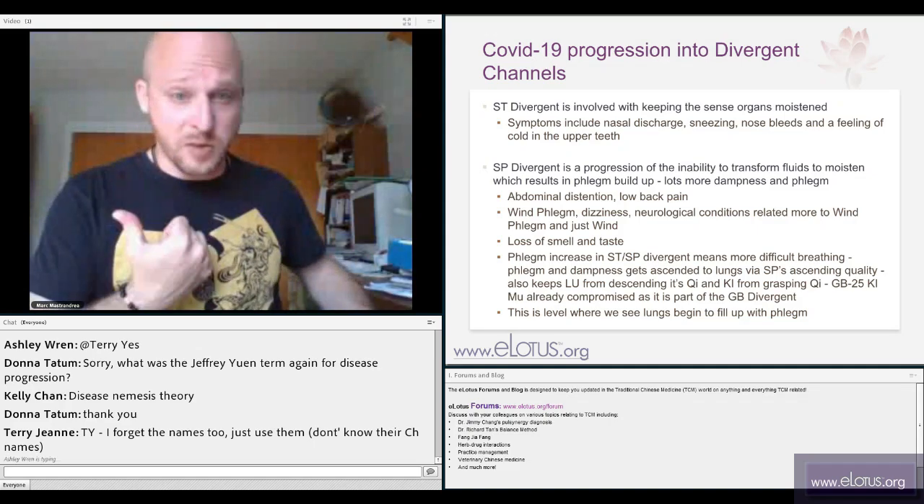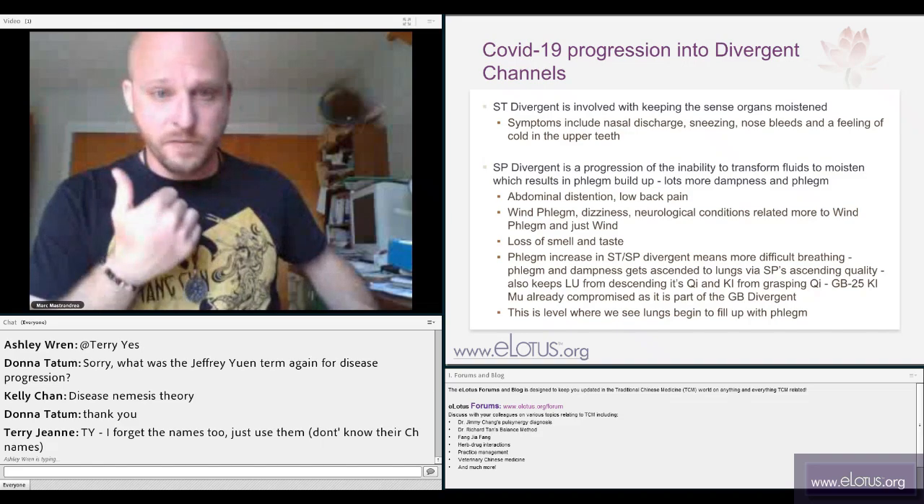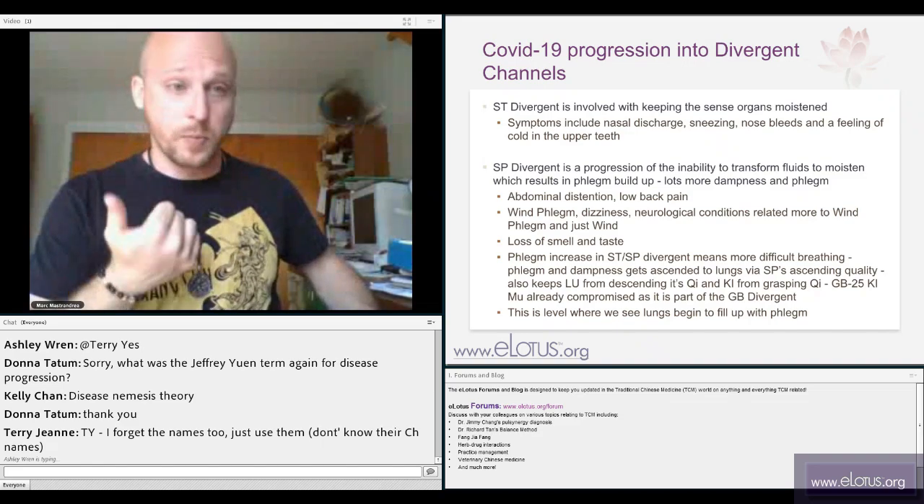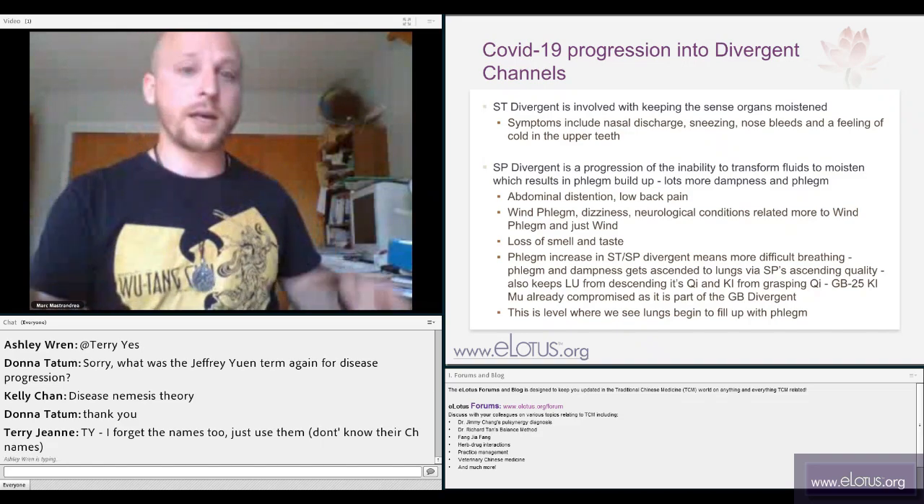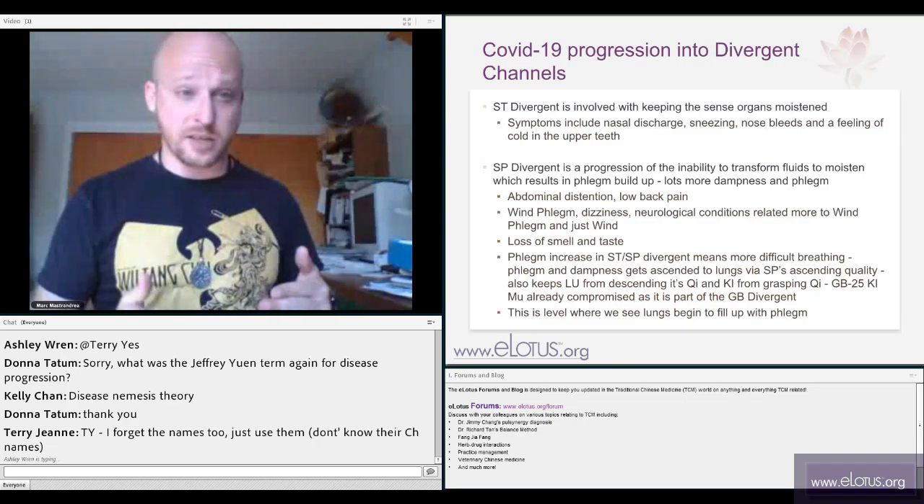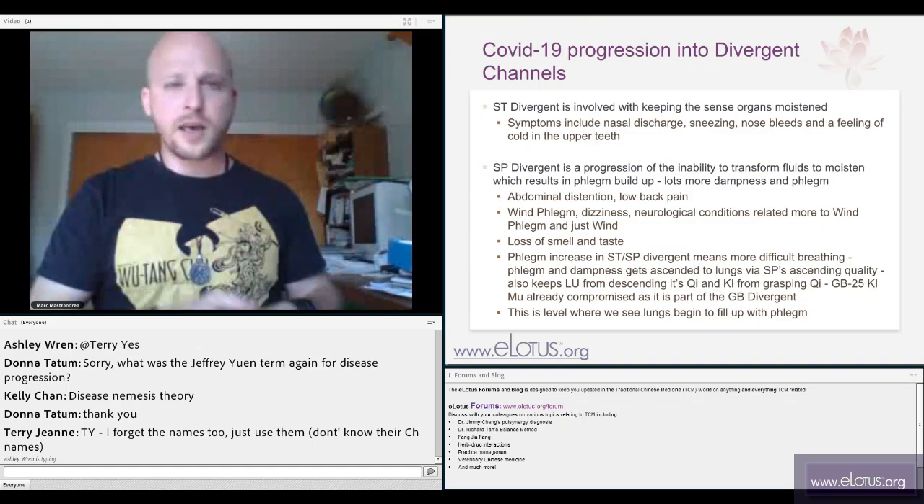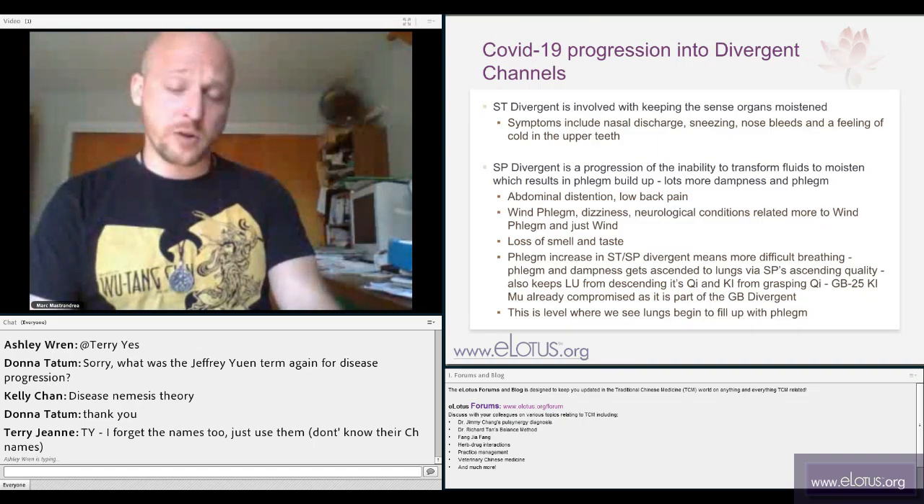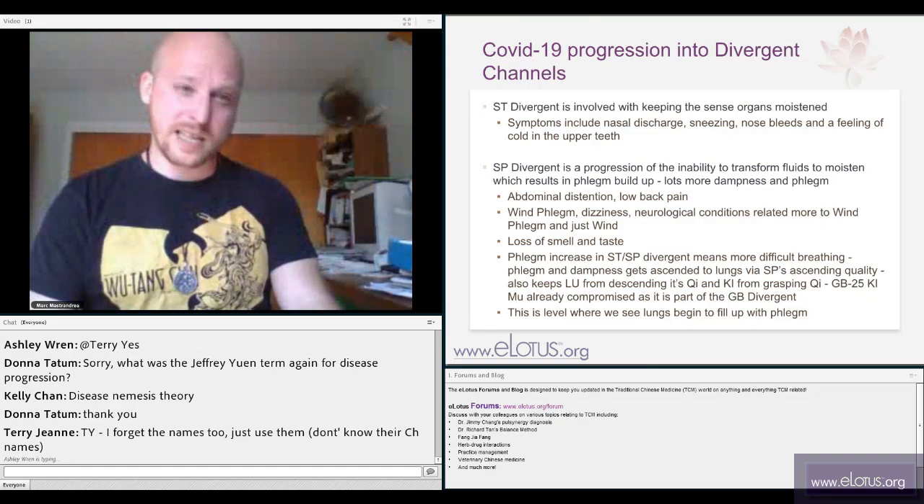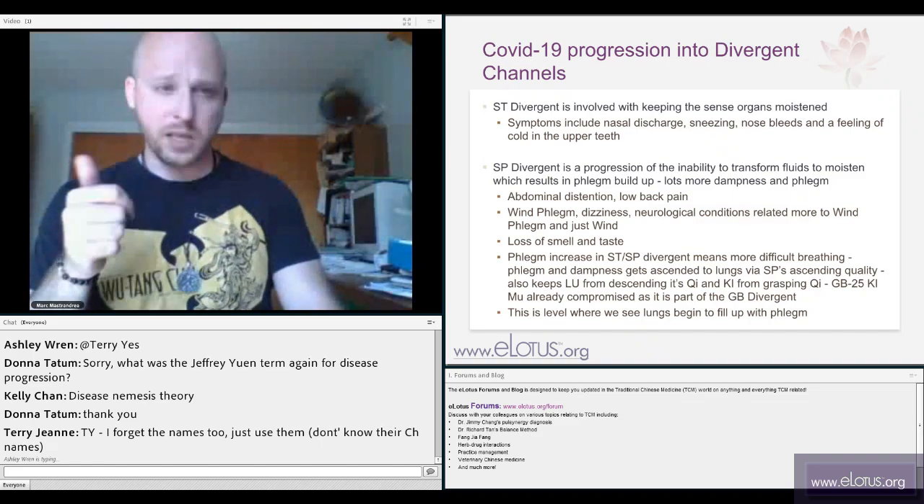Channel progression: loss of smell and taste. It's very, very common to see loss of smell and taste in COVID patients, as you guys know. This is when it starts to affect the spleen and stomach, and particularly the ability to ascend fluids upwards, you're going to see that. I've used stomach and spleen divergent to treat patients for smell and taste, and it works quick. It works really quick.